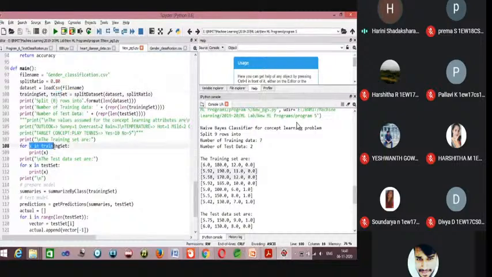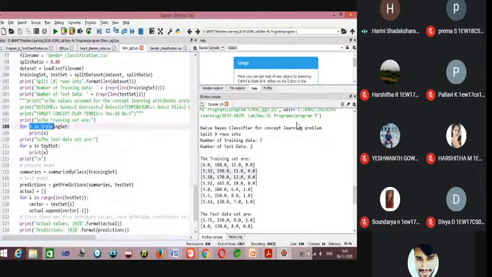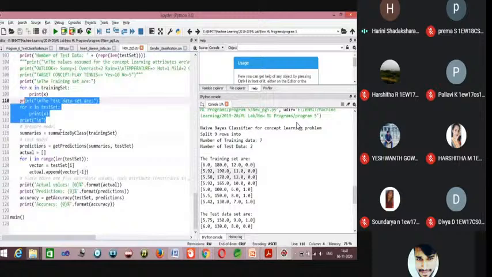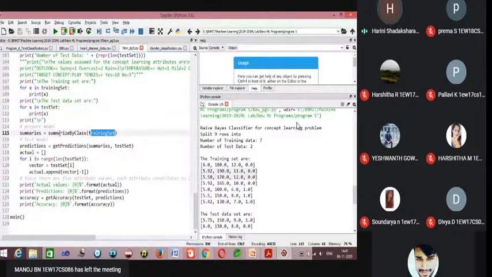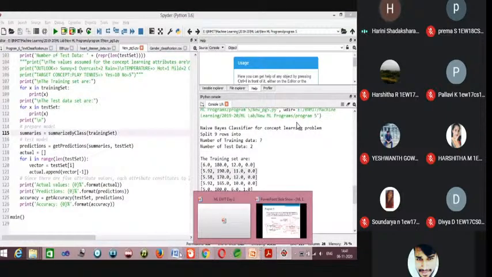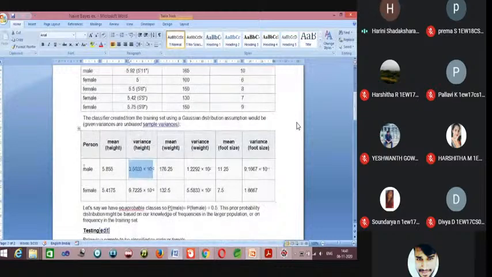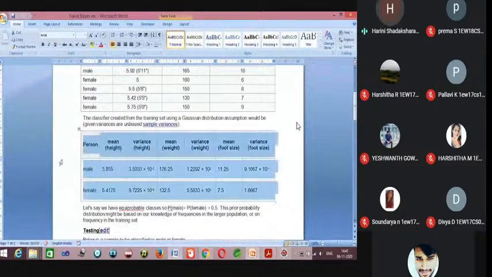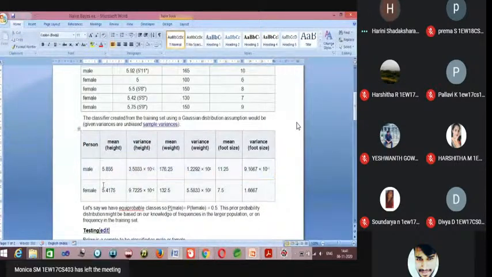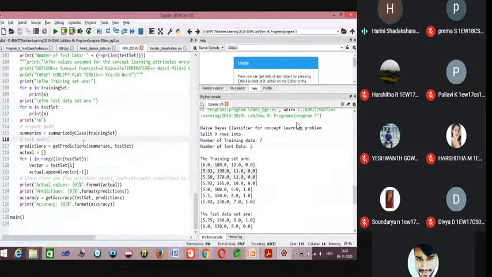Then for each of the training set, this is just the print of it. So for each of the training set, you are calling summarize by class. Please go back to this example. What is this example that I showed you? This one. What did we do? We constructed a table with male and female. We have segregated the data into male and female and we started calculating mean. The same thing will be done by this summarize by class.